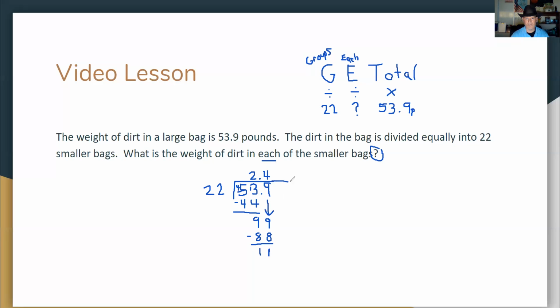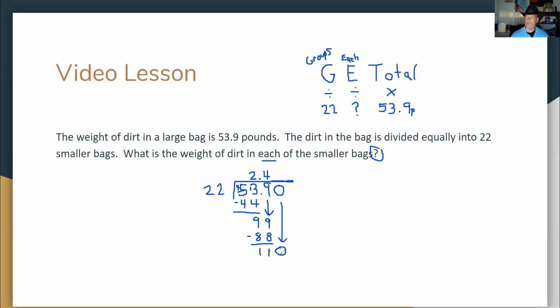Let me extend our division bar right there. I'm going to add a 0 to the dividend, and that's going to allow me to keep working. So I add a 0 to the dividend. Now I can bring down a 0, bring down an additional 0 so that I have 110. When you add a 0 to the right of the decimal, it doesn't really change the value of the number. How many times will 22 go into 110?